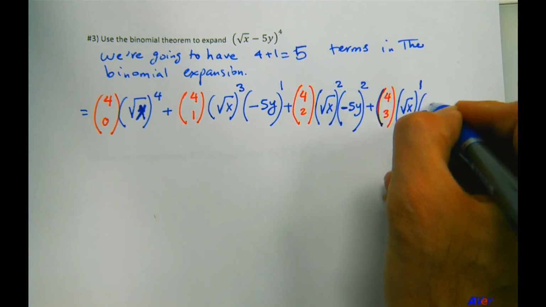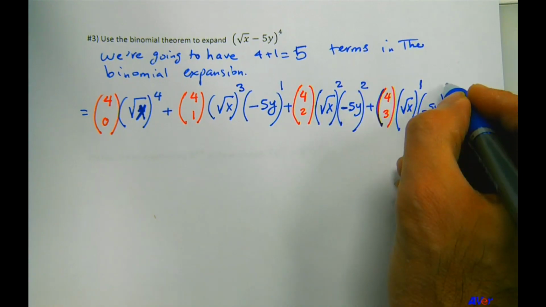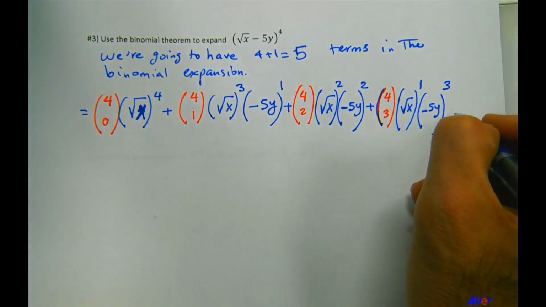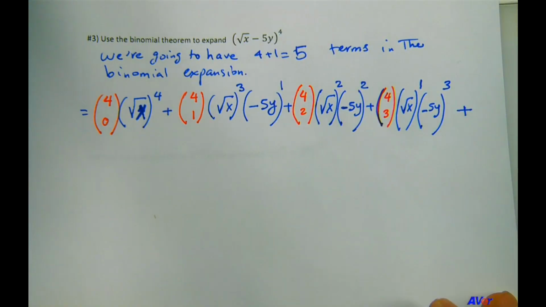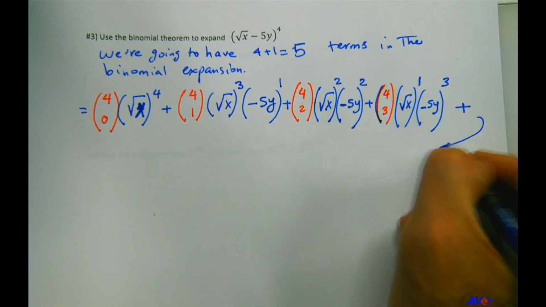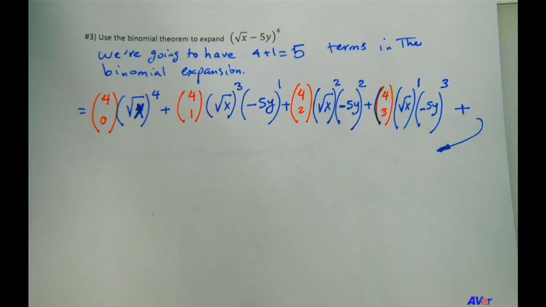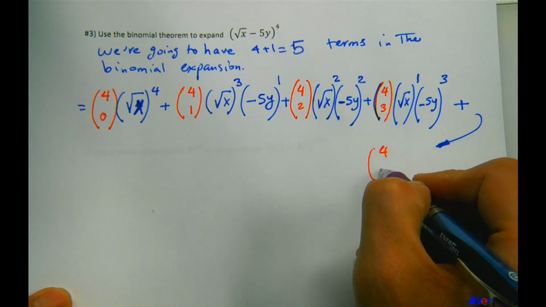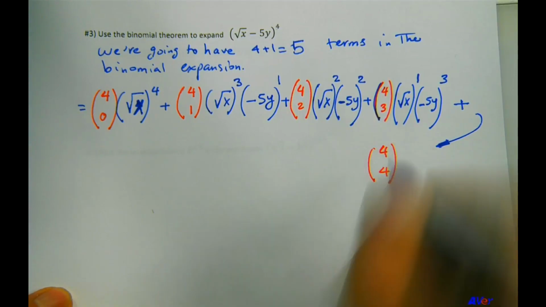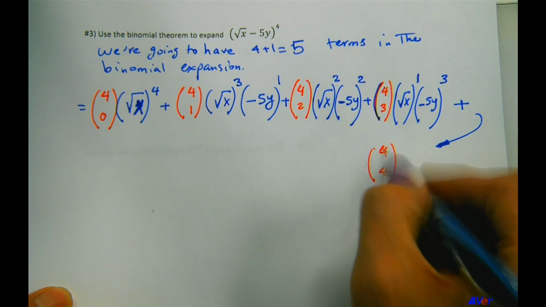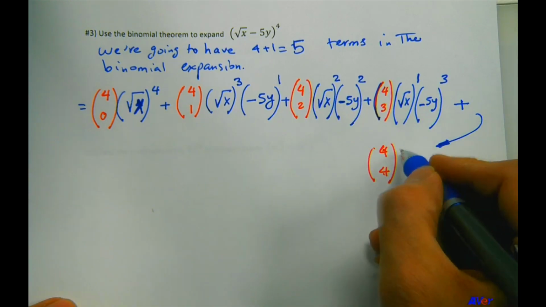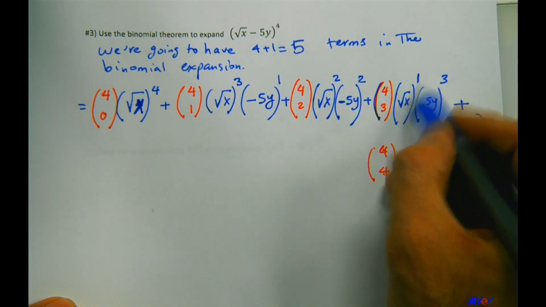So negative 5y cubed. Unfortunately I don't have enough space, so I'm going to go below that. Plus, what's going to be the next binomial coefficient? 4 choose 4. The last one is always going to have n and r equal. Times, this is going to go away, this is going to be to power 0.